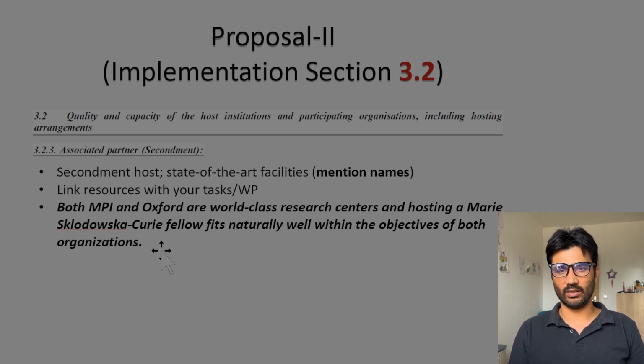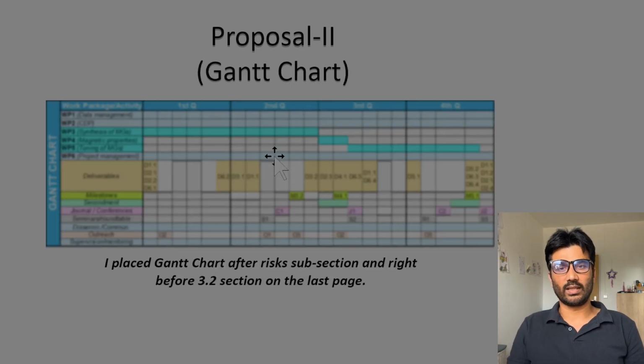One thing that I missed here was the Gantt chart, so here I talk about the Gantt chart. Where was the position of my Gantt chart? It was placed right after risks and before the start of section 3.2 about hosting arrangements. I show the same color of my Gantt chart, but you can design your own in your own way. The first column is about work packages and activities, and then I divided the rest into main columns.